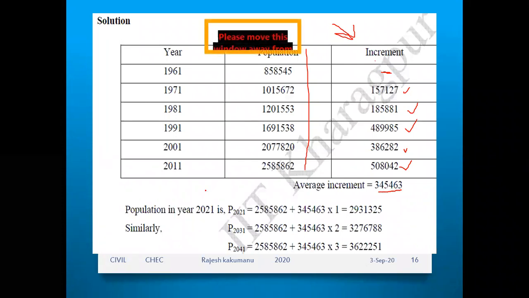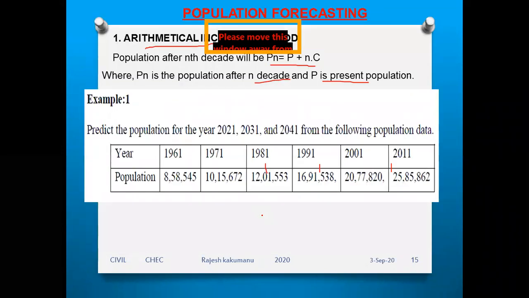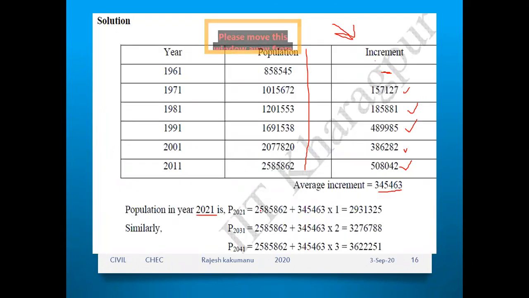Next, what did he ask to find? Population in the year 2021. What is the formula you have to use? Write this formula: Pn is equal to P plus N into C. So what is P here, for 2021? The P is 25. After 2011, after 10 years, what do we get? 2021. Now write this P value plus Pn, how much?